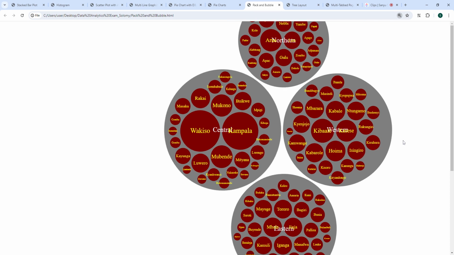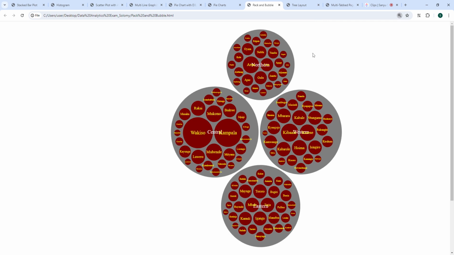Let's zoom out to the northern region. This is it. In the northern region, we have Oluke, Abim, Napak. They have smaller Moyo, Lamo. It's because of the little numbers of household assets found in those regions.